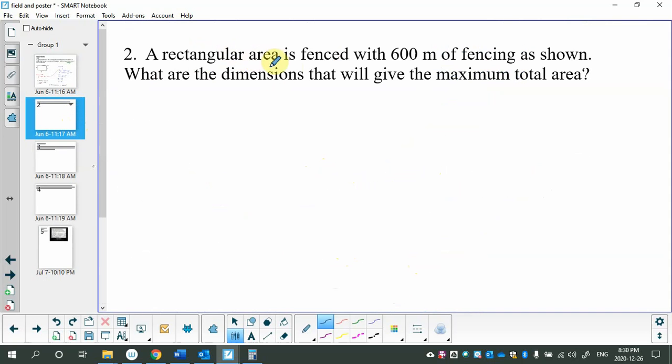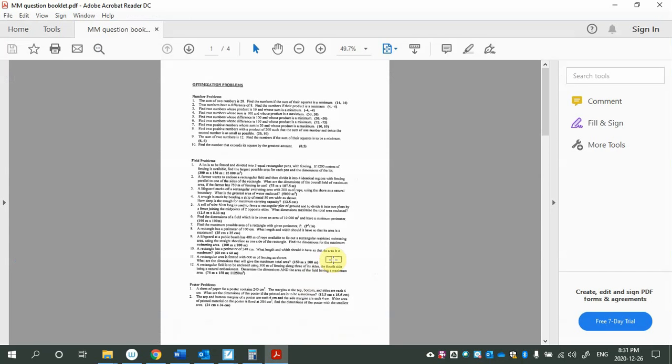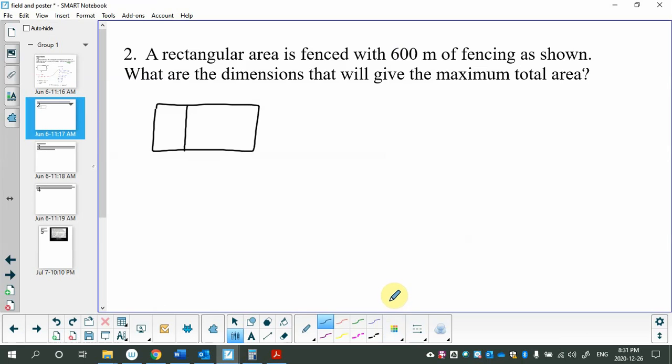All right, let's take another look. Yep, it's another fence field type problem. A rectangular area is fenced with 600 meters of fencing as shown. I don't think I have the picture for this. Let me check to see if it's in the booklet. I'll be back. All right, I found it right down here, so I just replicated it here.